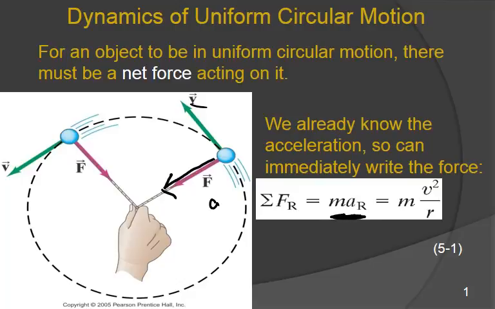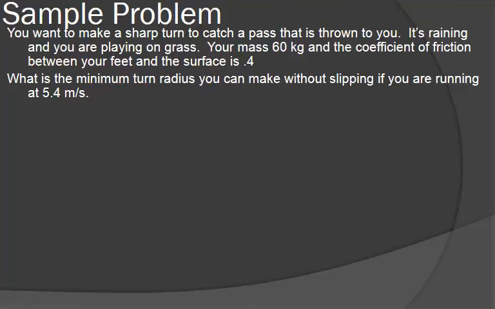So v squared over r is the centripetal acceleration. And yeah, we can use that. And so we'll review here a little bit. So in this one here, we want to make a catch. We're turning to catch a pass. The radius of curvature here is what we want to find out.